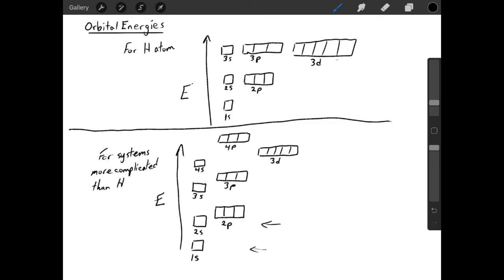But then you get up into the n equals 3 and n equals 4 levels. And you see that the energy levels start to cross each other. And what you find is the n equals 4 s subshell is actually lower in energy than the n equals 3 d subshell. And as you go higher and higher in your n values, you see this crossing pattern continue. And there's an easy way to work out the order of these energy levels.